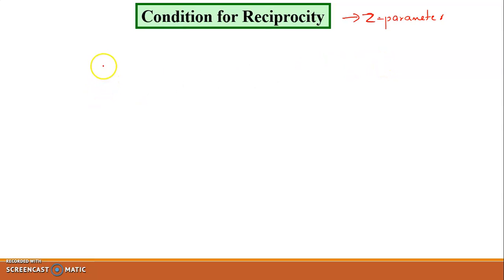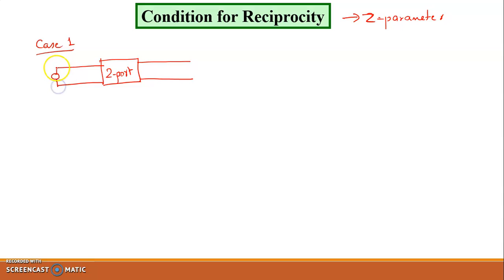For example, here I am considering a two-port network. This is a two-port network, and I have my input port here and my output port here. So I am taking the condition 1, case 1. In case 1, I am going to consider the excitation at the input side. This is my excitation that is connected across the input port.